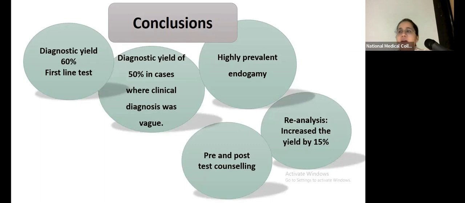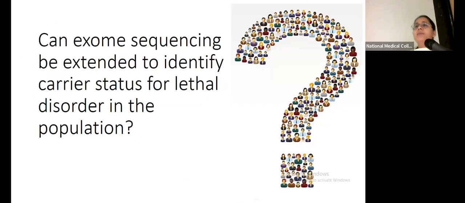Pre-test and post-test counseling is equally important. But after this, we asked ourselves this question: can such testing be applied to asymptomatic couples who do not have a history of a lethal disorder in the family? The main aim is to prevent the birth of a child with a genetic disorder by screening both the parents to see whether they are carriers for a pathogenic variant for any lethal disorder.